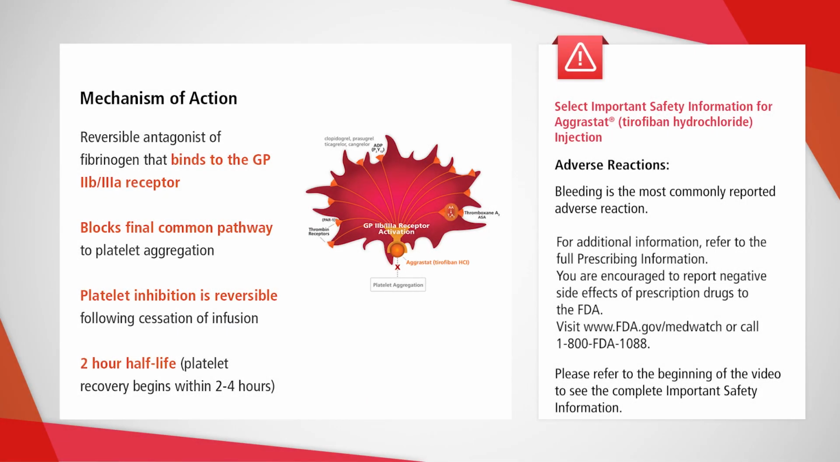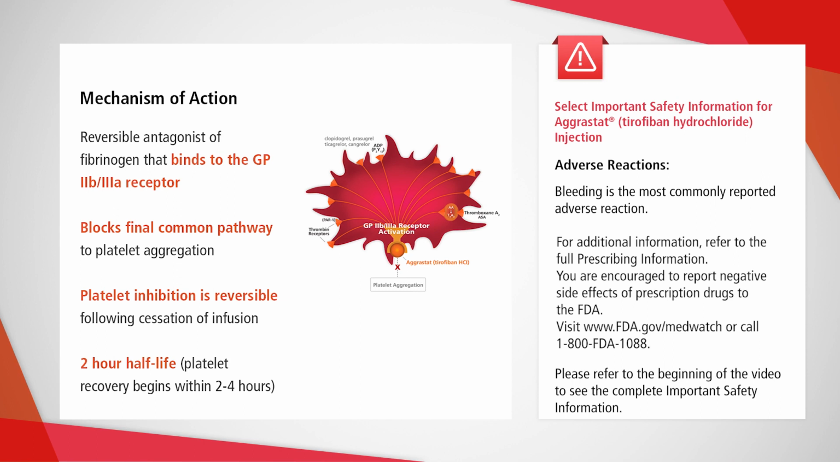Before going through the next steps, as a refresher, Aggrastat or tirofiban hydrochloride is a reversible antagonist. It binds to the glycoprotein 2B3A receptor, where it blocks the final common pathway to platelet aggregation. Half-life is short, around 2 hours, and after that, platelet functions return to normal.